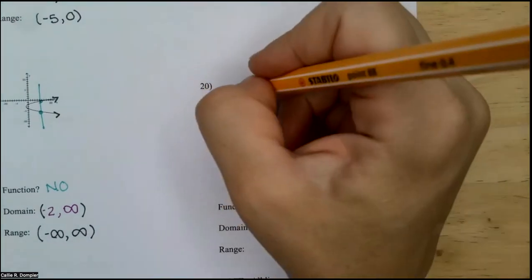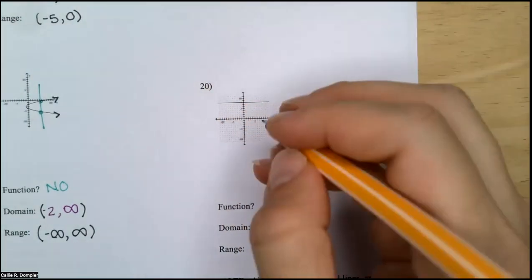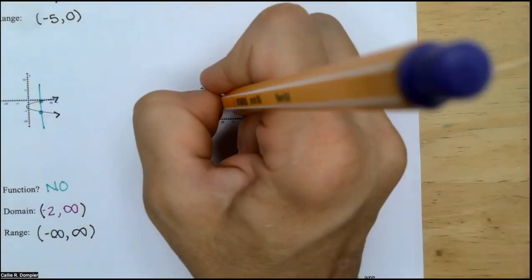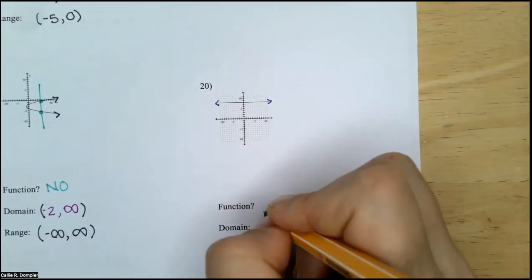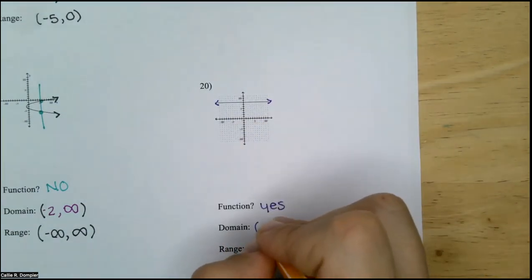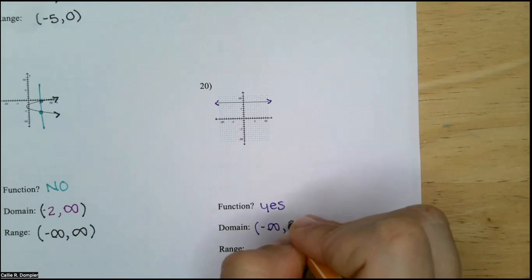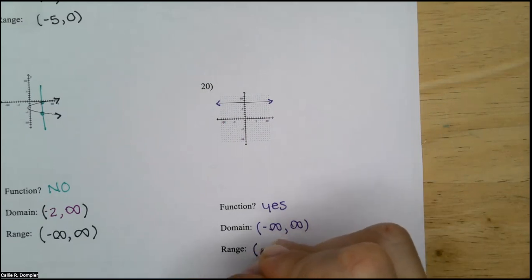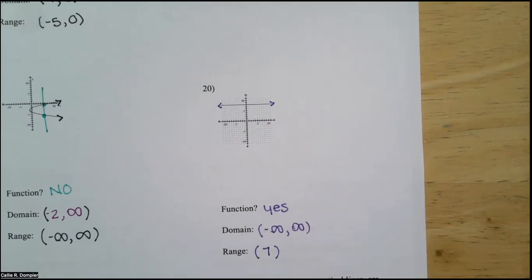20, is this a function? Yes, no matter how many vertical lines I draw, I will never cross this graph in more than one place. So this is a function. The domain, negative infinity to infinity on the x-axis, and then on the y-axis, it only exists at 7, I think. Good.